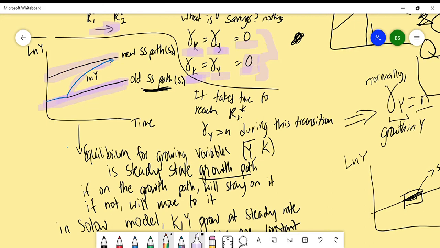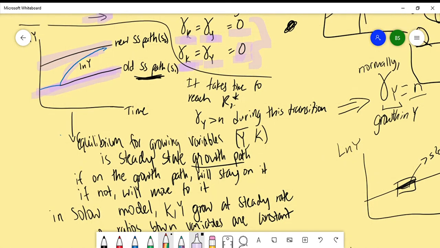Where am I going with this? Right. So basically, the steady state is the equilibrium for growing variables like Y and K, so it's called the steady state growth path. If our current economy is on the growth path, if our values are matching up, then it'll stay on it. If it's not on that growth path, if it's somewhere over here, it'll converge to join that steady state path, because that's just how it works.